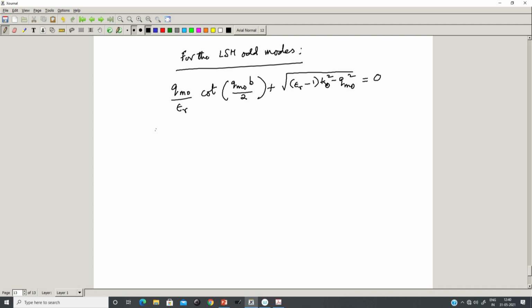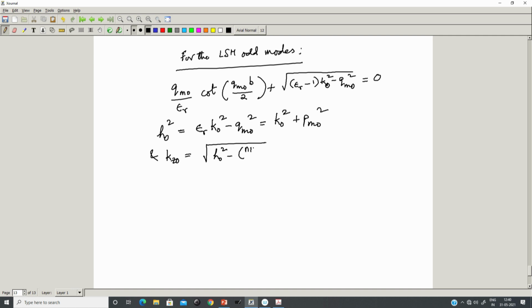So, this is the characteristic equation, and then the separation equation will be h_o square equal to epsilon r k naught square minus q_mo square, that is equal to k naught square plus p_mo square, and k_zo, the propagation constant along the z direction for the LSM odd mode, will be given by root of h_o square minus (n pi by a) whole square. So, again to find the cutoff frequency of the mode, we set k_zo equal to 0. That condition is going to yield the cutoff frequency of the LSM odd mode.